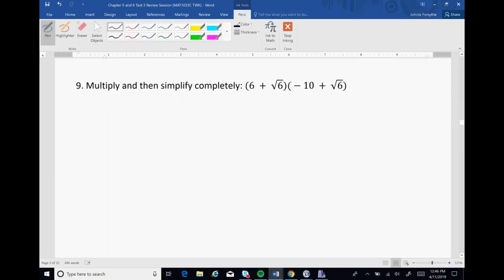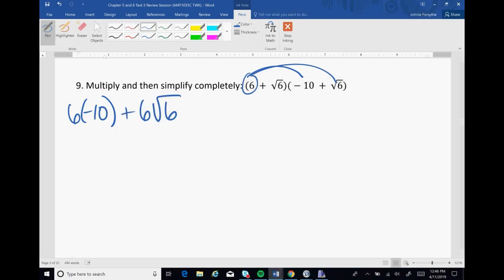So multiply and then simplify completely. So we have a binomial times a binomial. So we're going to distribute. So we're going to say 6 times negative 10, and then 6 times square root of 6. So that would be 6 root 6. And then we've got square root of 6 times negative 10. So that's going to be negative 10 square root of 6. And then the square root of 6 times the square root of 6 is going to be the square root of 36.